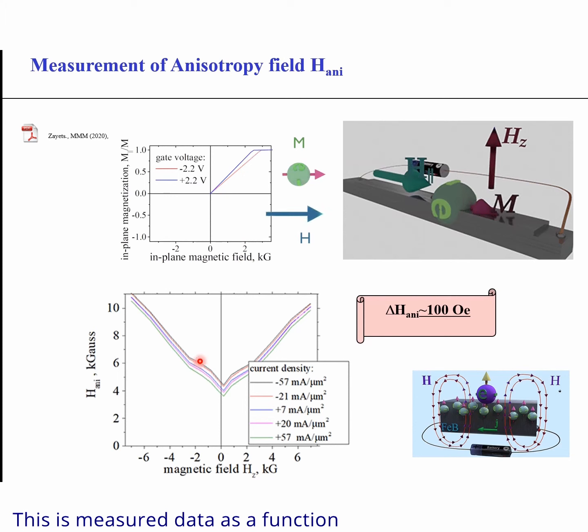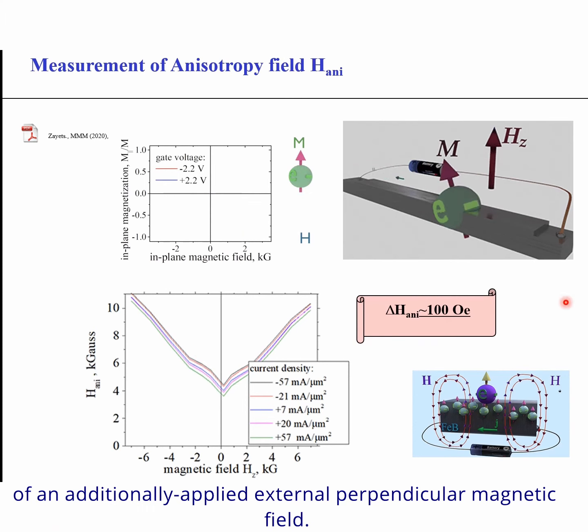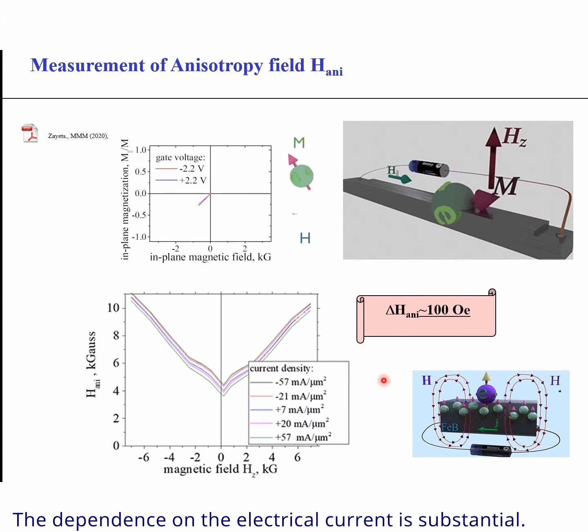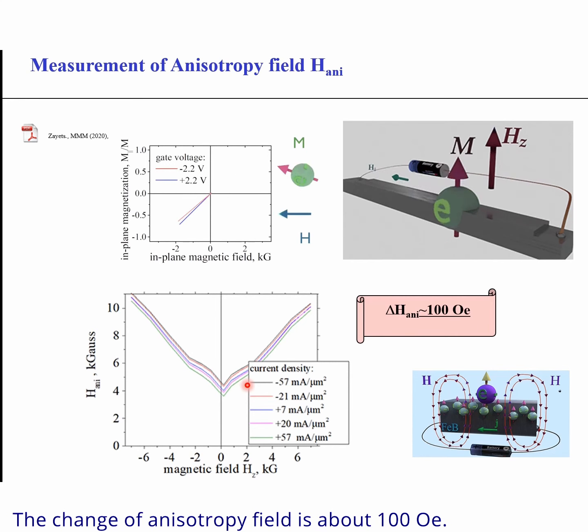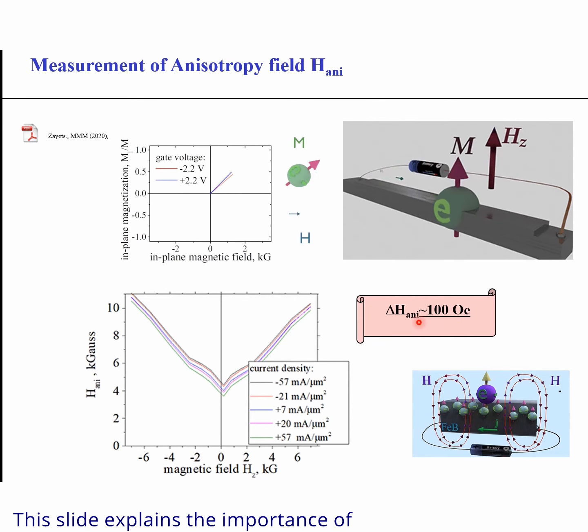This is measurement data as a function of an additionally applied external perpendicular magnetic field. The dependence on electrical current is substantial. The change of the anisotropy field is about 100 Oe.